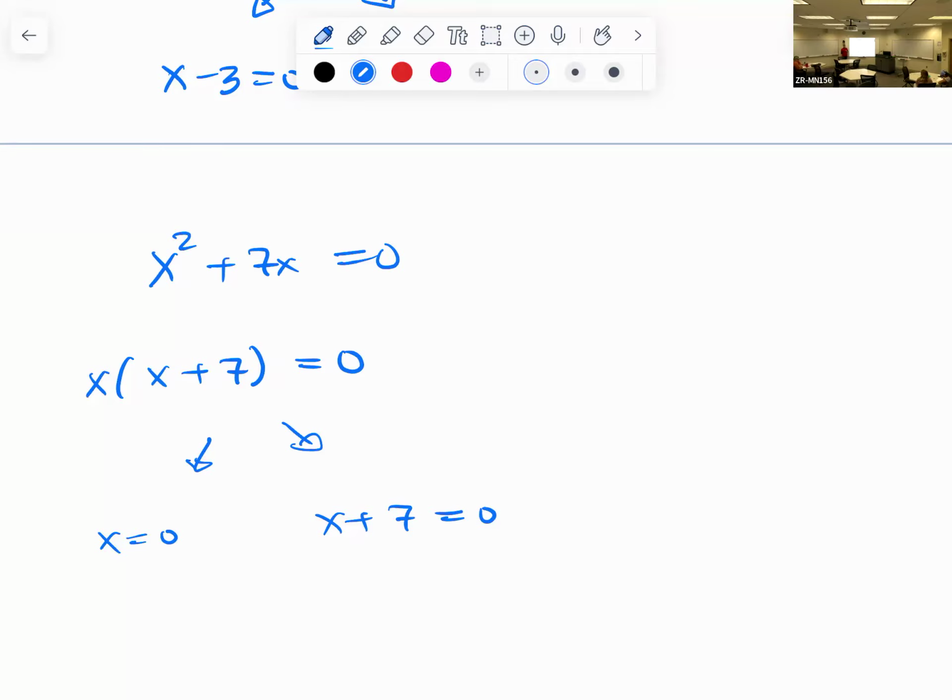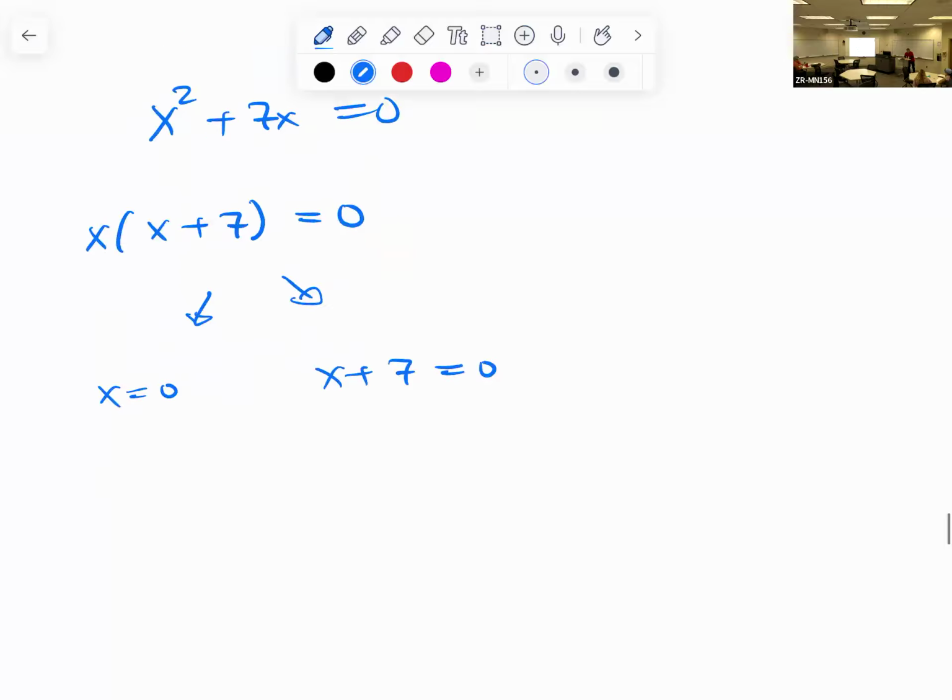0 is a special number and super helpful to us. Be aware, only when things are being multiplied. The temptation, I see people say, oh, x squared equals 0, 7x equals 0. Doesn't work across addition. This is multiplication. And so, hence, x equals 0 and -7. And that's the solution. Easy peasy.